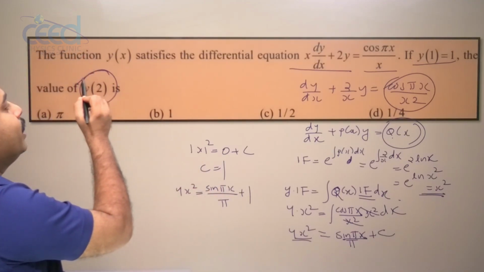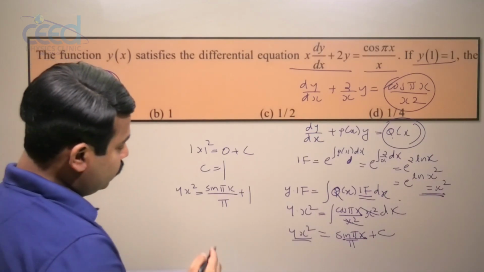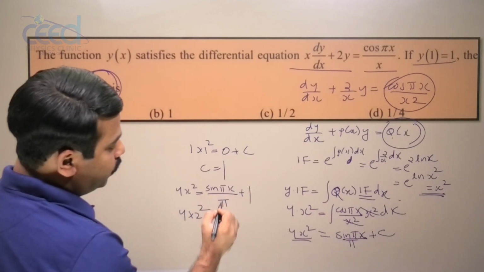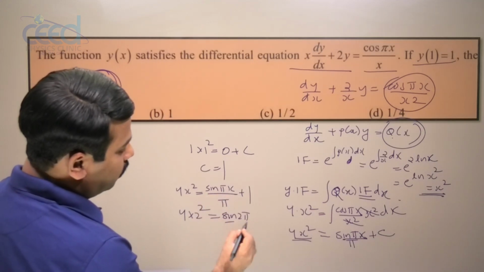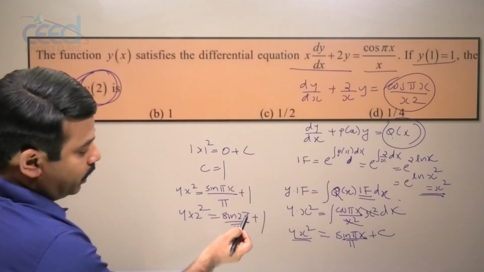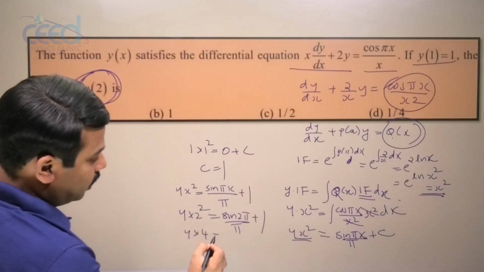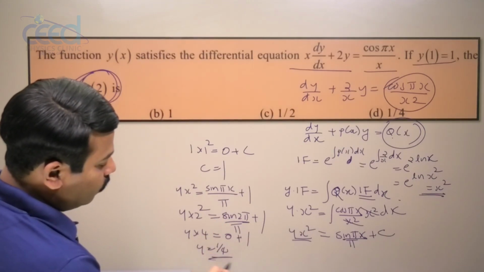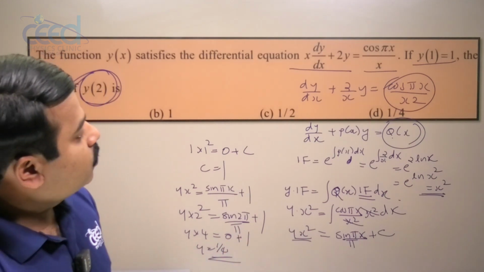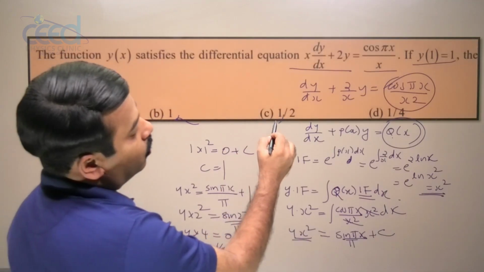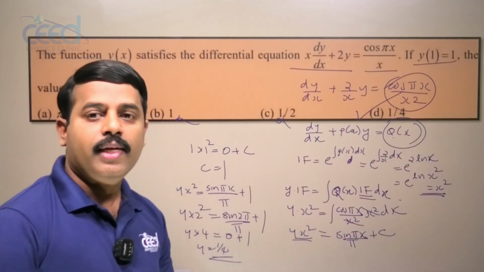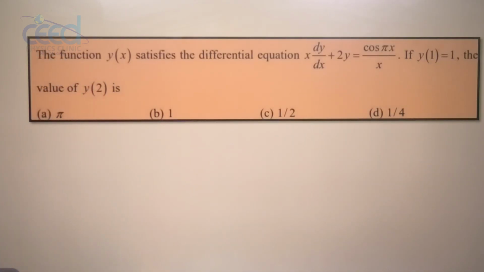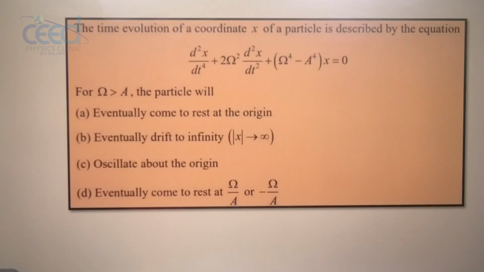Now we need y of 2, they are asking y of 2. Put x is equal to 2. That means y into 4 is equal to sin 2 pi divided by pi plus 1. Sin 2 pi is what? 0. Then y into 4 is equal to 0 plus 1. Then y is equal to 1 by 4. Alright. Then which is the option? Option D is correct, right? 1 by 4. Alright. Now let us go to another question.